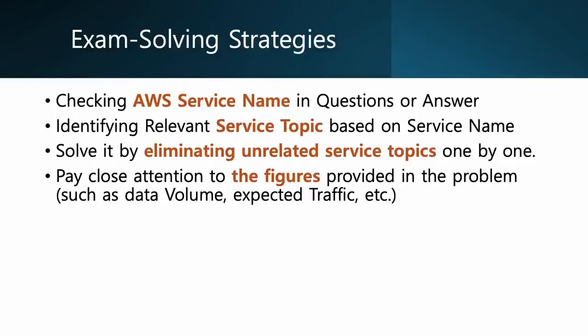Lastly, I'll give you some tips for solving problems or taking tests. First, if you find the AWS service name and recognize which service topic or domain the AWS service name corresponds to, you can get closer to the correct answer. Based on this, if there are options that are not related to the service topic and domain, please narrow down the options. Also, you need to look carefully at the numbers in the problem. In particular, you can get closer to the correct answer by checking the figures related to data volume and traffic, and thinking about the most appropriate AWS service and design for the scale.